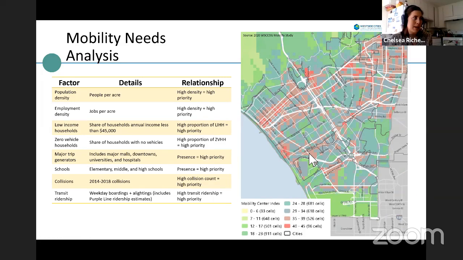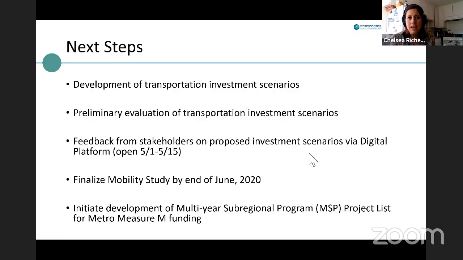And so that's the next step of the process. You can move to the next slide. So the next step of the process is really to be identifying those transportation investment scenarios and thinking about ways that incorporate all of the priorities we've heard so far and help put on paper where the future investments for the region should go. So the preliminary development of those scenarios and evaluations is underway right now.